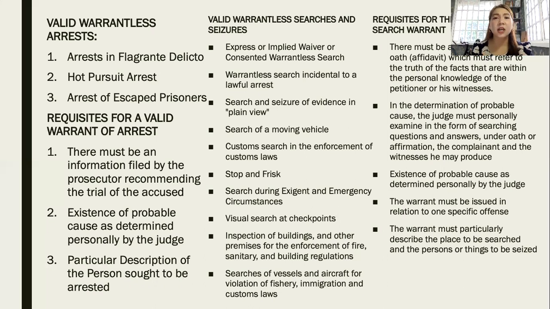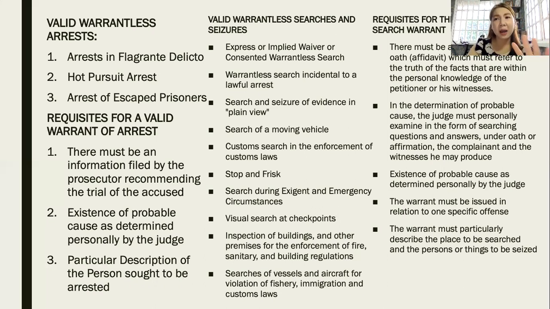So how should the judge determine the existence of probable cause? He must personally evaluate the report and the supporting documents submitted by the fiscal, and on the basis thereof, issue a warrant of arrest. If on such basis he finds no probable cause, he may disregard the fiscal's report and require the submission of supporting affidavits of witnesses.